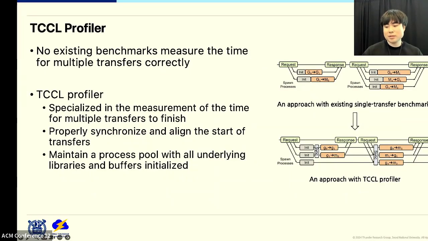As we saw earlier, the performance of the ring algorithm relies on the time for all simultaneous transfers to finish. However, we found that no existing benchmarks measure such time correctly because of initialization with a non-deterministic latency and overhead of spawning processes. Thus, we implemented a new multiprocess profiler specialized in the measurement of the time for multiple transfers to finish. TCCL profiler properly synchronizes and aligns the start of the transfers, and it also maintains a process flow with all underlying libraries initialized.